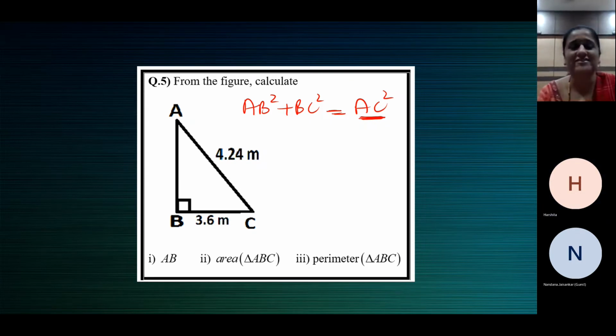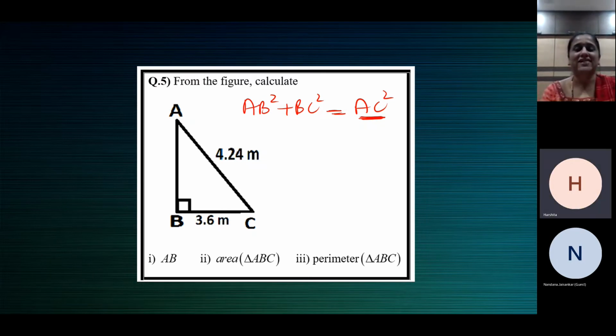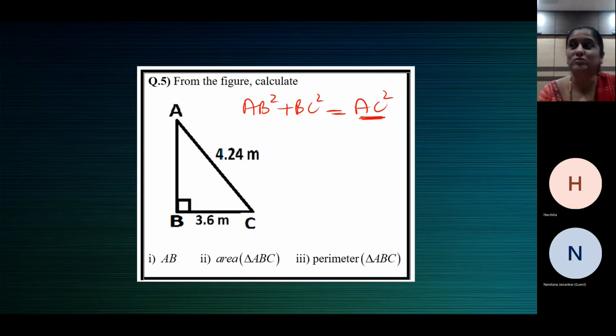I have not heard this earlier, side into base divided by 2. Ma'am, no, height, ma'am. I said height into base divided by 2. Okay, all right, that's fine. Then what's the perimeter?